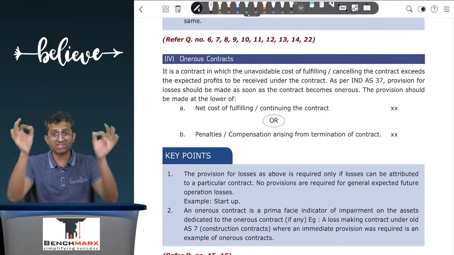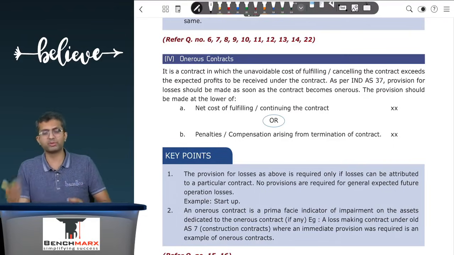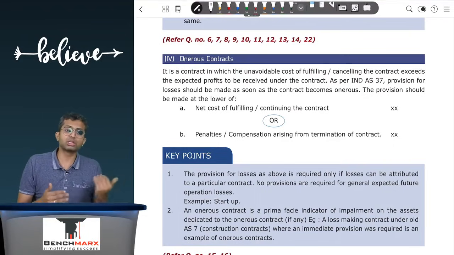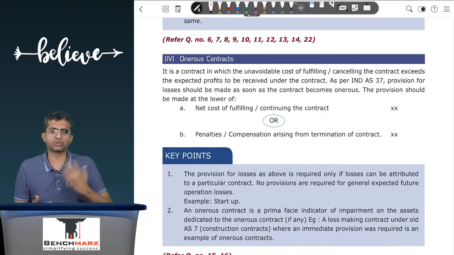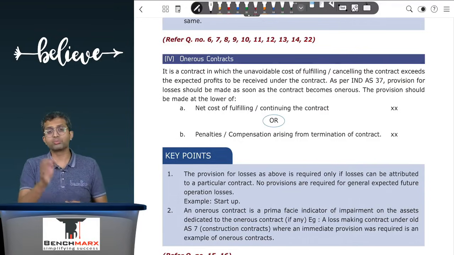These are losses which are arising out of a contract, which has become onerous or burdensome because the cost of fulfilling the contract, that is 1000 crores, is greater than the benefits or revenues that are arising out of the contract, that is, let us say, 800 crores, and hence 200 crores over here refers to the onerous or burdensome element for which a provision has to be created.